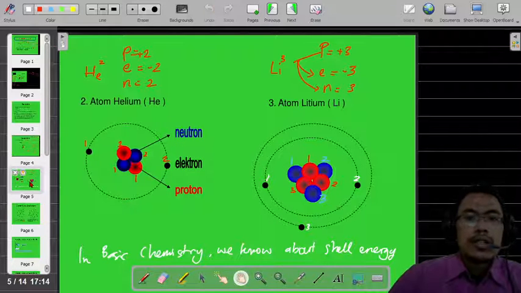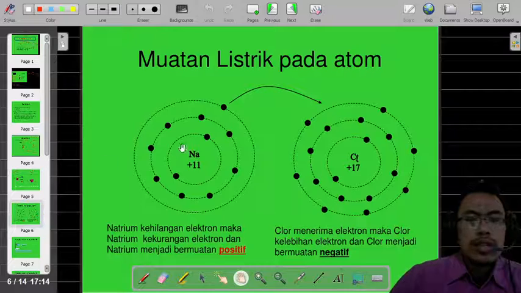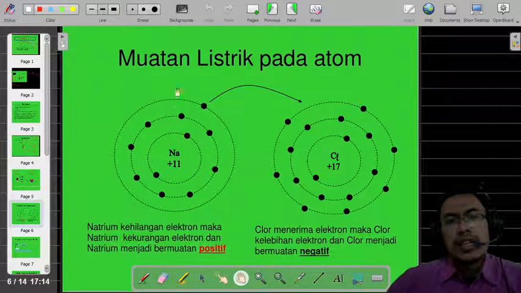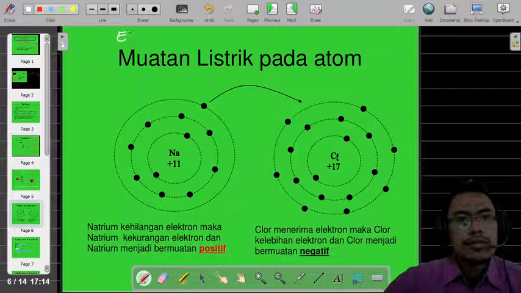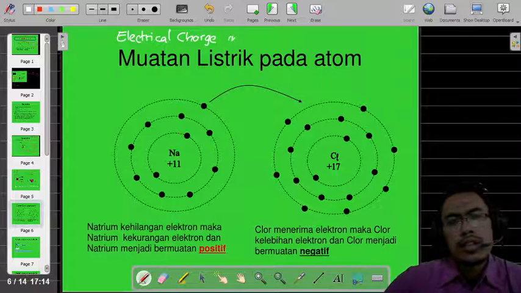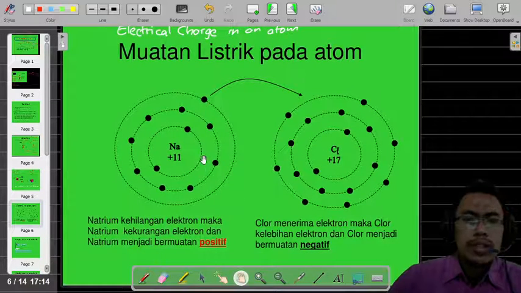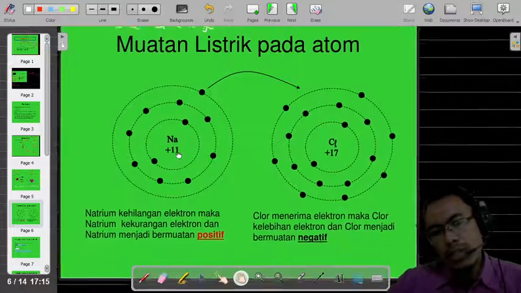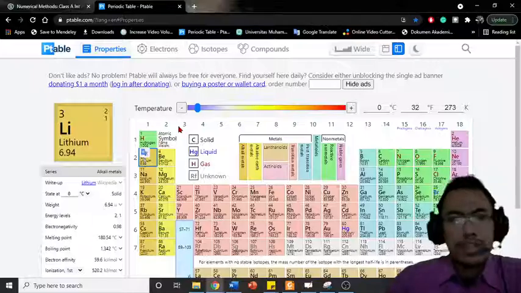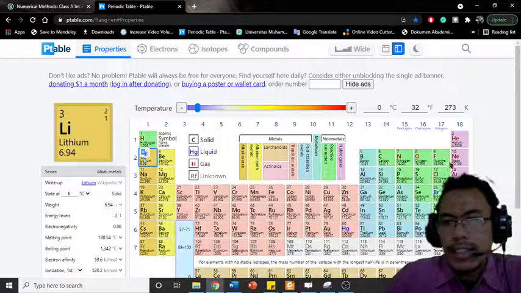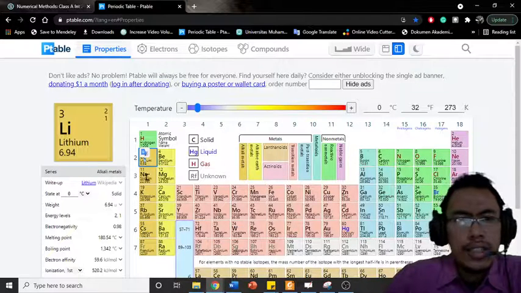Okay, now let's continue to the next. This is the electrical charge in an atom. We are talking about Na, the natrium, or sodium in English. So where is Na? Okay, this is Na.